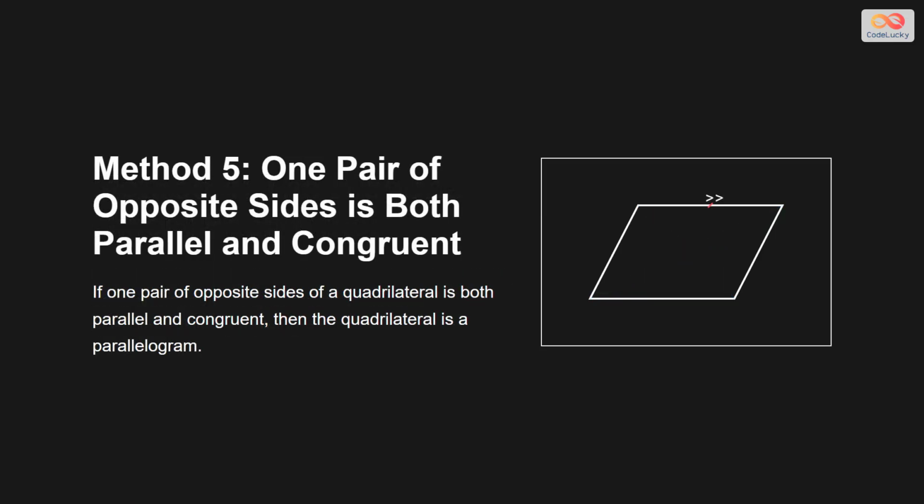The fifth and final method is a combination of properties. If you can show that just one pair of opposite sides in a quadrilateral is both parallel and congruent, that is sufficient to prove it is a parallelogram.